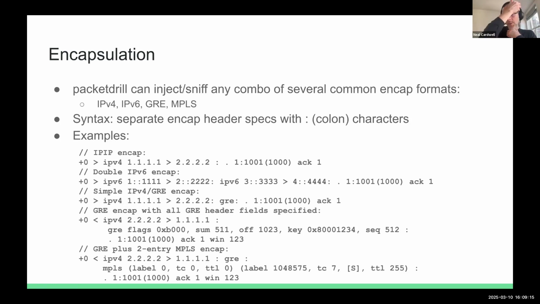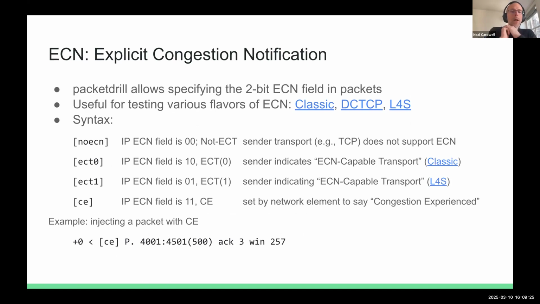And obviously, Packetdrill can both inject encapsulated packets and then verify that the encapsulated packets coming out of a kernel under test are correct. Another thing that can be useful to test is ECN, or explicit congestion notification. So Packetdrill allows specifying the 2-bit ECN field both for injected and sniffed packets.